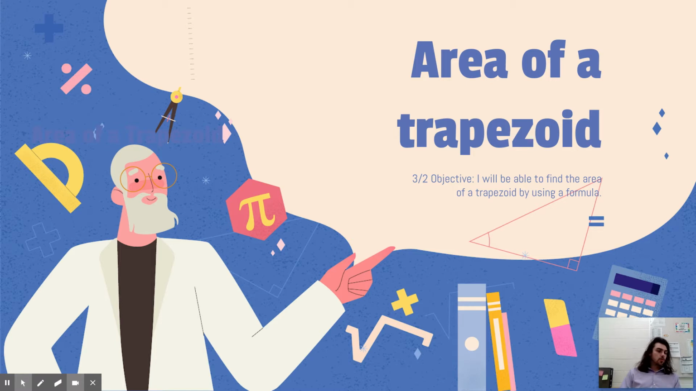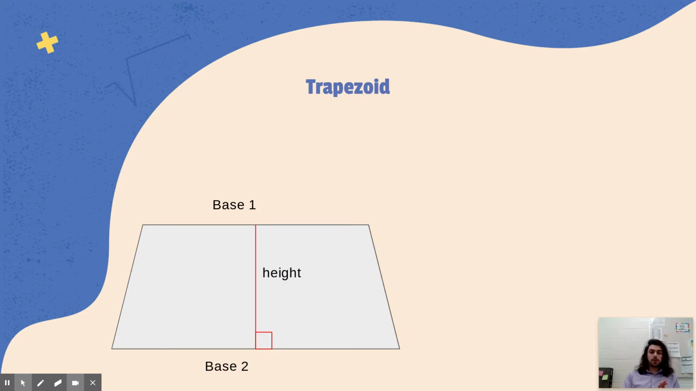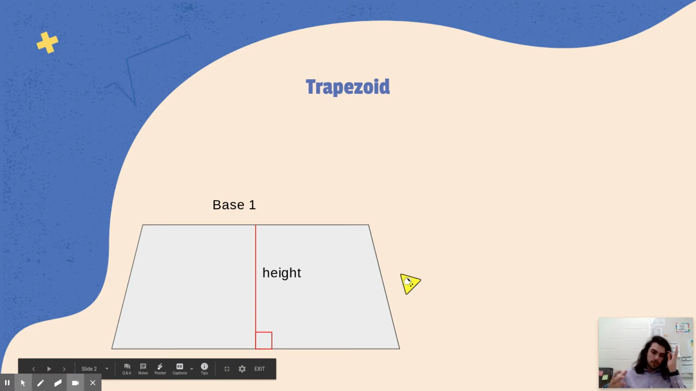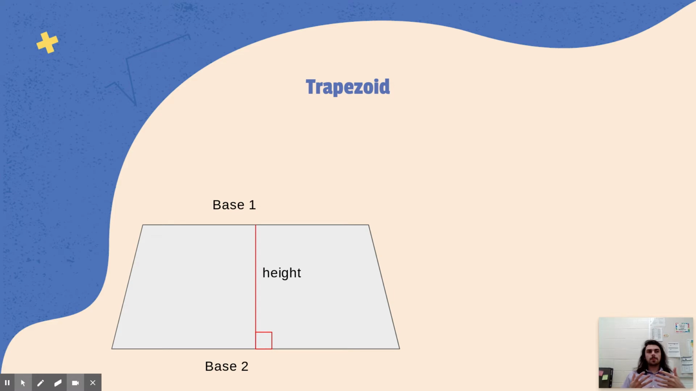So with area, we are going to do an area of a trapezoid. So we're going to be able to find the area of a trapezoid using the formula. When I look at this trapezoid, I have labeled base 1, base 2, and height, but we'll get to that. Right now, I want to be able to see what shapes I can see inside a trapezoid. I can see that this trapezoid is made up of two different shapes.